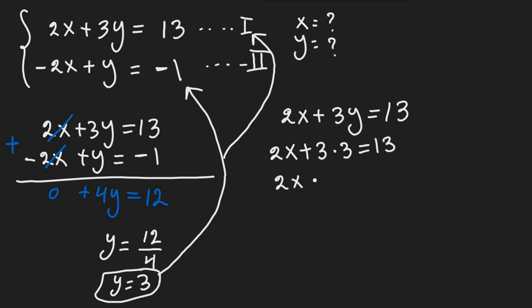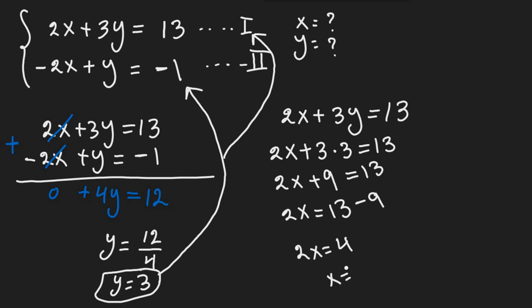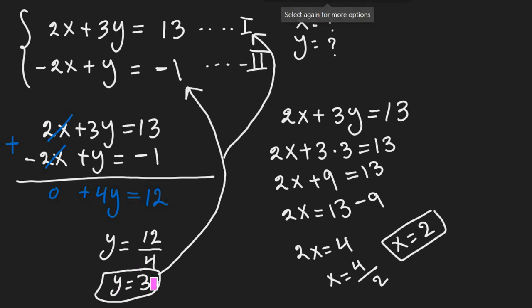Then 2x plus 3 times 3, 9, equal to 13. 2x equal to 13 minus 9. 2x equal to 4, because 13 minus 9 is 4. x is equal to 4 divided by 2, so x is equal to 2. Now we found the values of x and y, both of them. x is 2, y is 3.